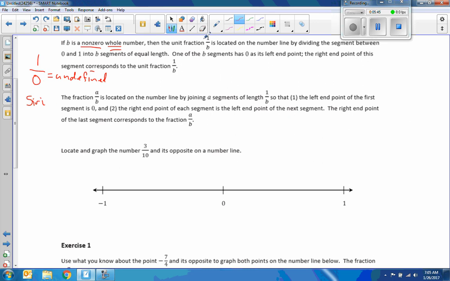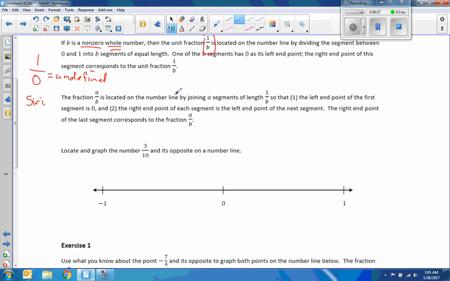Then the unit fraction is 1 over b. It is located on the number line by dividing the segment between 0 and 1. So what we're doing is picking a value between 0 and 1 into b segments of equal length. One of the b segments has 0 as its left endpoint. The right endpoint of this segment corresponds to the unit fraction 1 over b.